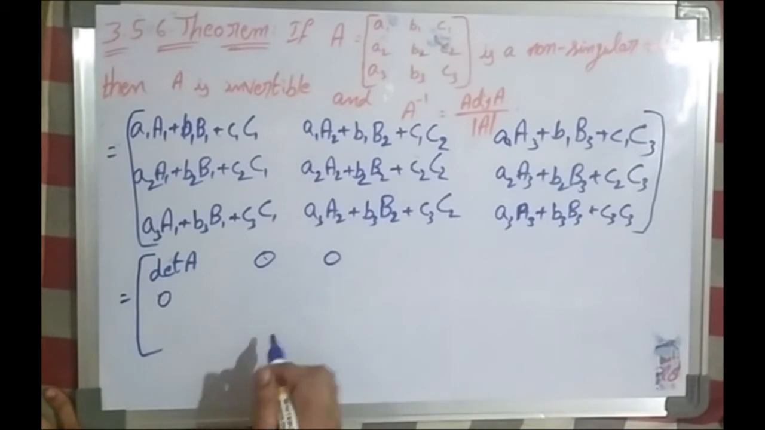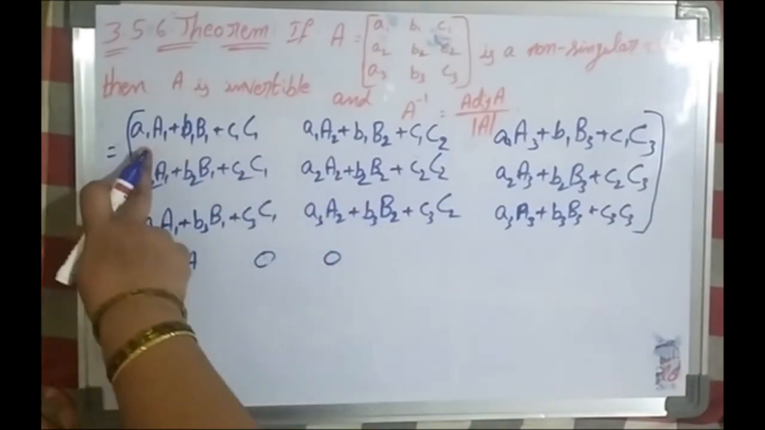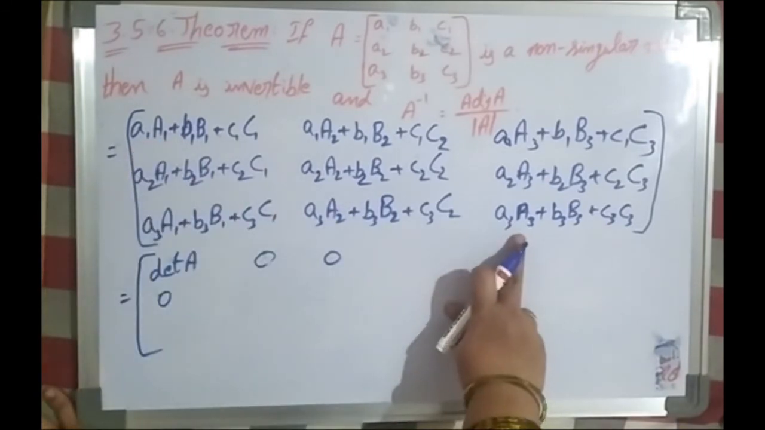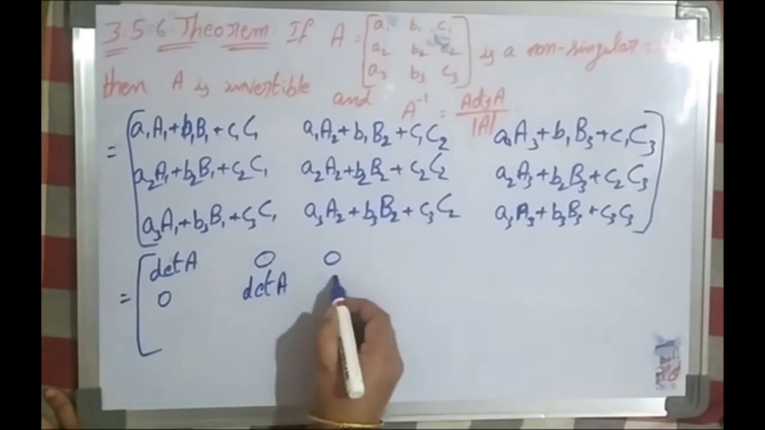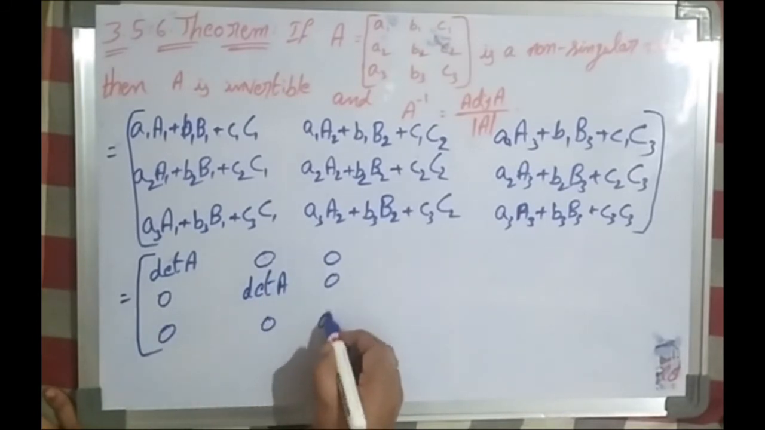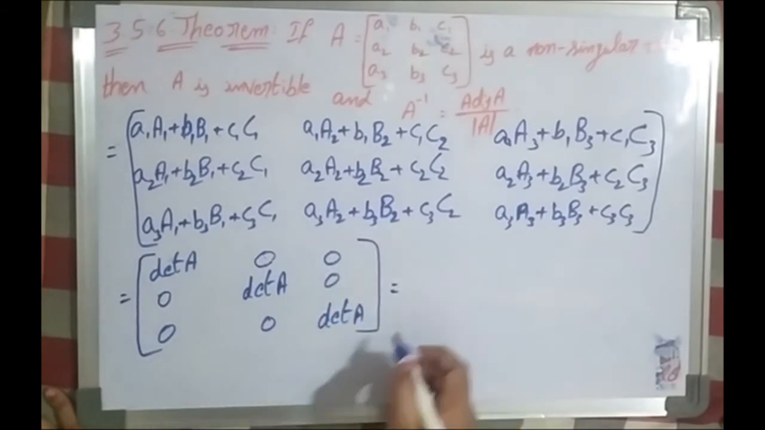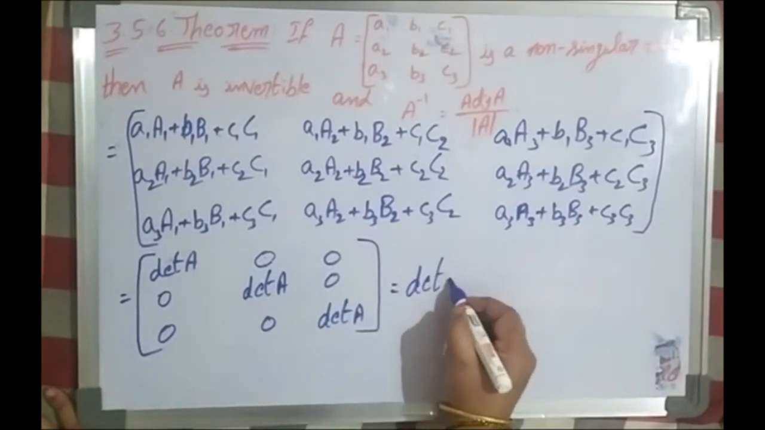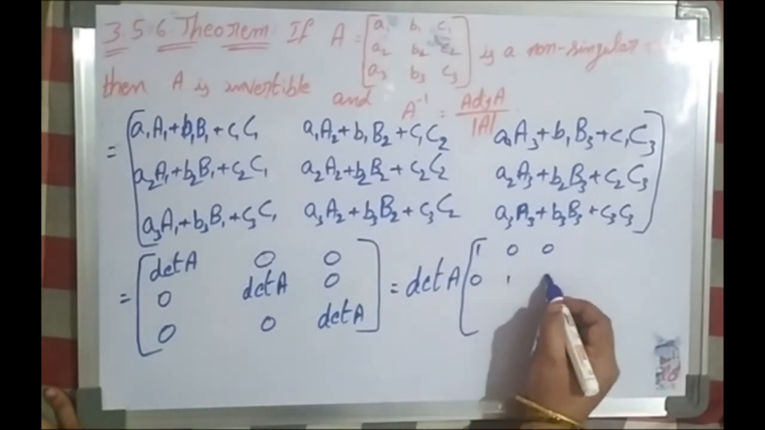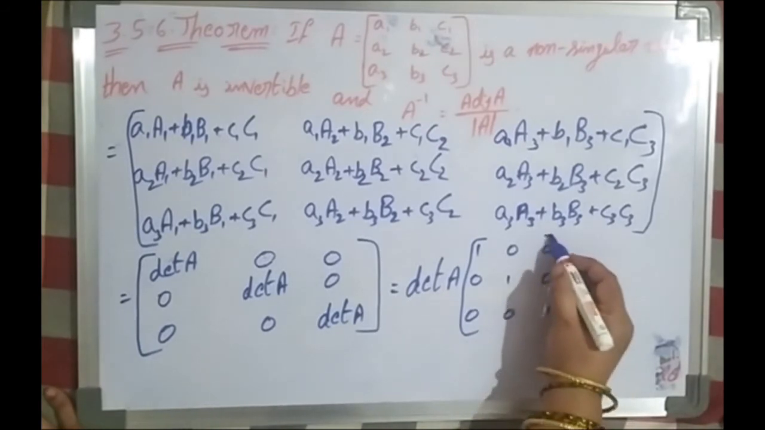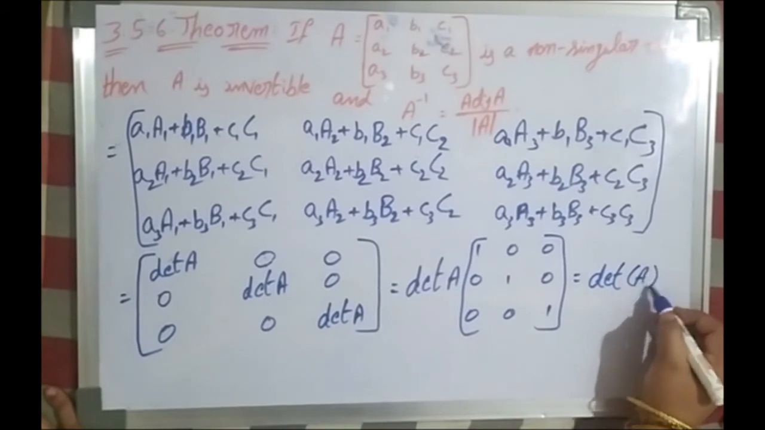Here this is also the determinant, by using the second row, the first row, and the third row. This value is also det A. So we get the matrix [det A 0 0; 0 det A 0; 0 0 det A]. Here we take det A common: det A into [1 0 0; 0 1 0; 0 0 1]. This is nothing but a unit matrix or identity matrix.